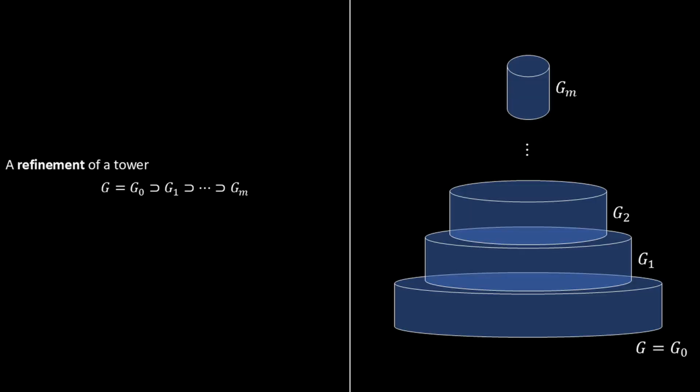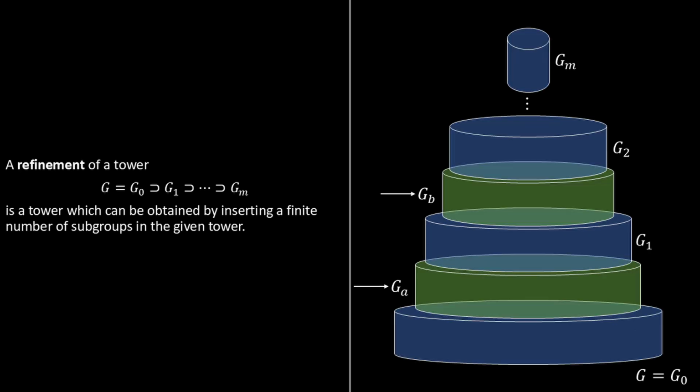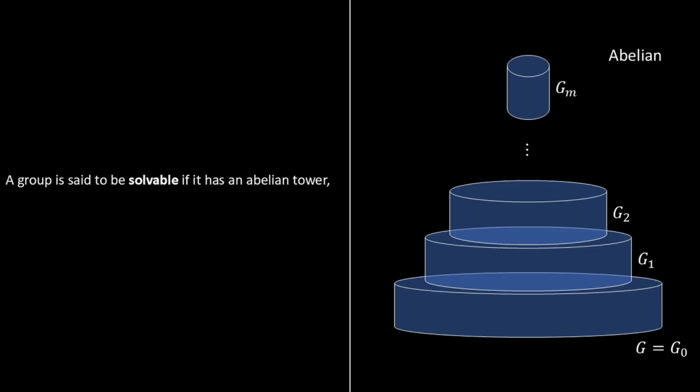Definition of refinement. A refinement of a tower, G equals G0 contains G1 up to Gm, is a tower which can be obtained by inserting a finite number of subgroups in the given tower. Definition of solvability. A group is said to be solvable if it has an abelian tower whose last element is a trivial subgroup, i.e. Gm equals the set with only the unit element.